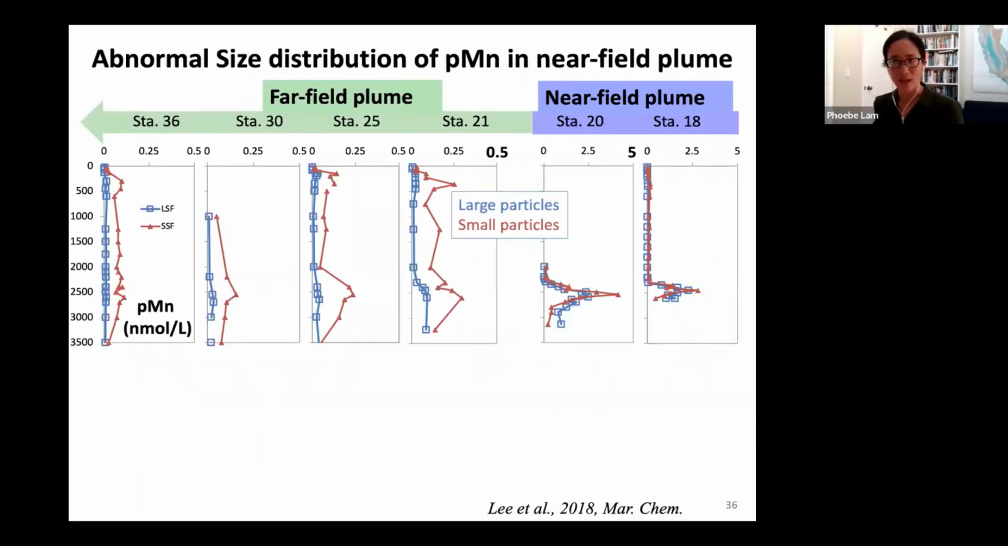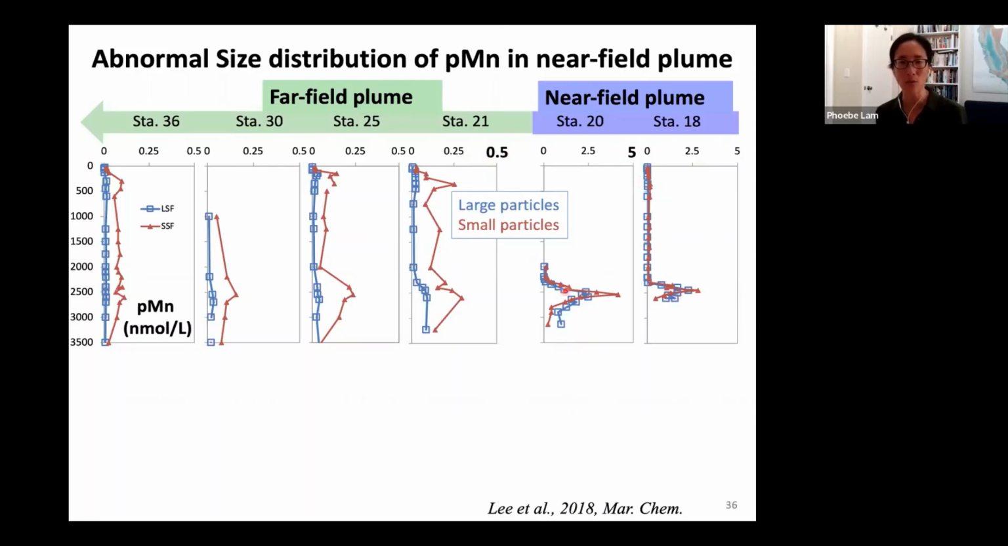Another thing we looked at, and I mentioned the size partitioning, is how much manganese there is, again, this is just concentrations, no speciation yet. These are now concentration profiles. Depth is on the y-axis, concentration of manganese on the x-axis, and the near field goes from 0 to 5. These are in nanomole per liter, and then the far field goes from 0 to 0.5. So really the concentrations drop off by a factor of 10.